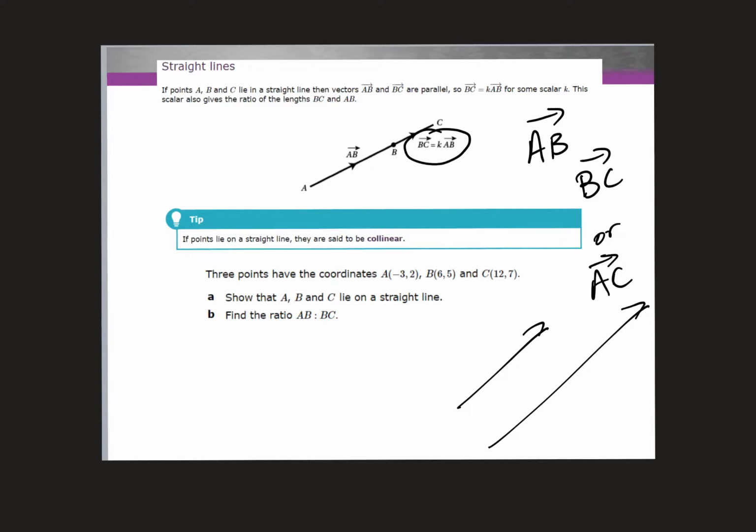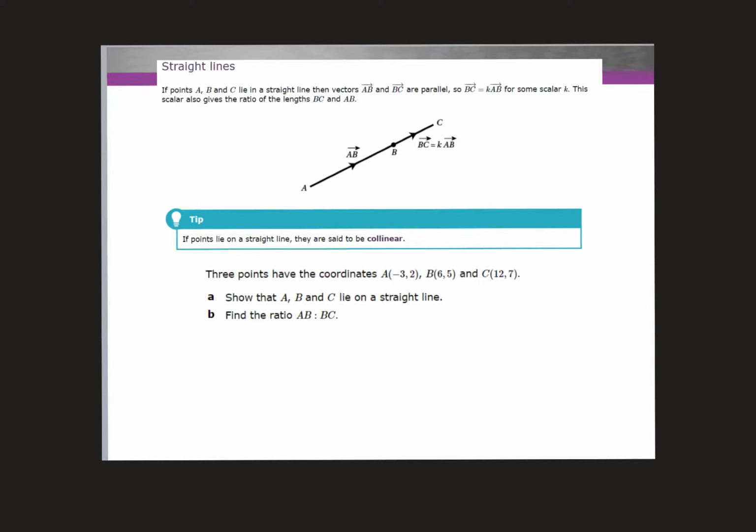So vectors lie in a straight line if they've got the same scalar. Now please try this question yourself. You've got three points A, B and C, so that A, B and C lie on a straight line. It's up to you which way you want to do it, but you need to make sure that you prove that one line segment is a multiple of a different one.